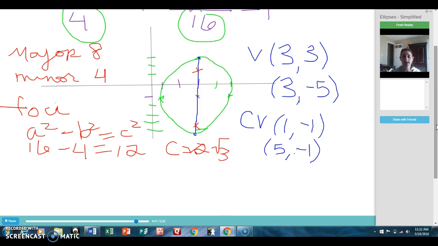So I need to take that value, 2 root 3, and add it to the y coordinate of my center. The center, remember, was at 3, negative 1. So I'm going to take 3, negative 1, and then I'm going to add and subtract 2√3 to that number. And those are the foci. So I've identified the graph of my ellipse: the center, the vertices, the covertices, the major and minor axis, the foci.